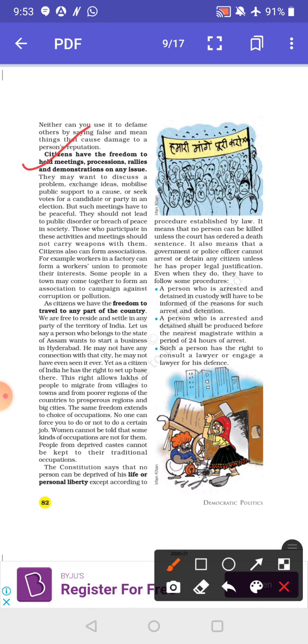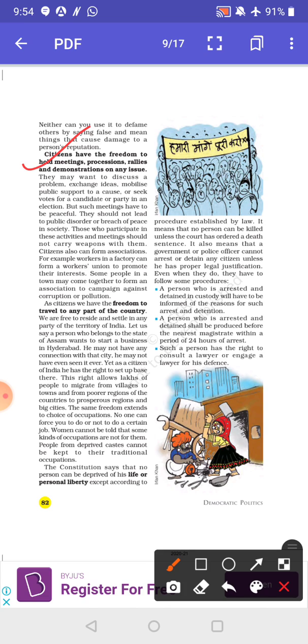But there is one condition which is given, that such meetings have to be peaceful. These meetings should not lead to any public disorder, should not cause any violence, or should not disrupt the peace in society. And whoever wants to participate in these activities and meetings should not carry any weapons with them.